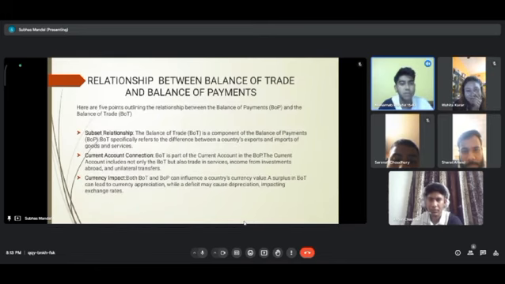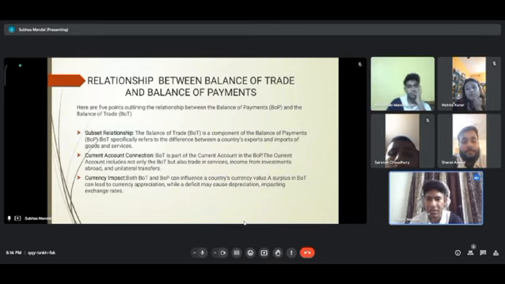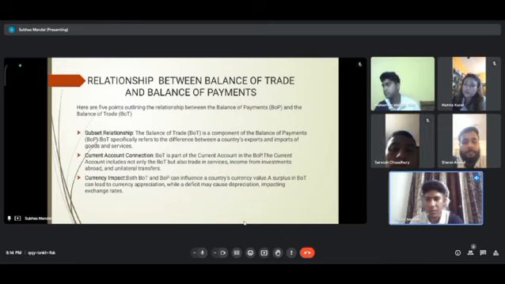So the next slide will be presented by Varun Singh Chauhan. Relationship between balance of trade and balance of payments. Here are 5 points outlining the relationship between the balance of payments and the balance of trade. Subset relationship. The balance of trade is a component of the balance of payments. Balance of trade specifically refers to the difference between a country's exports and imports of goods and services. Current account connection. BOT is a part of the current account in the BOP. The current account includes not only the BOT but also trade in services, income from investments abroad, and unilateral transfers.